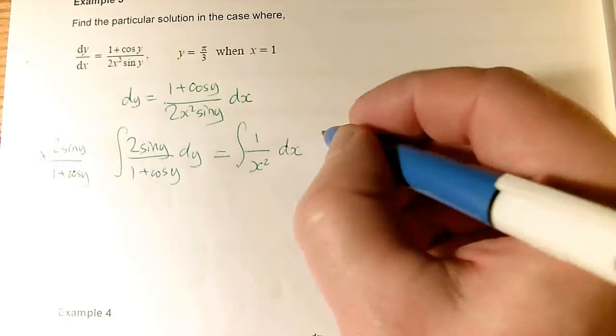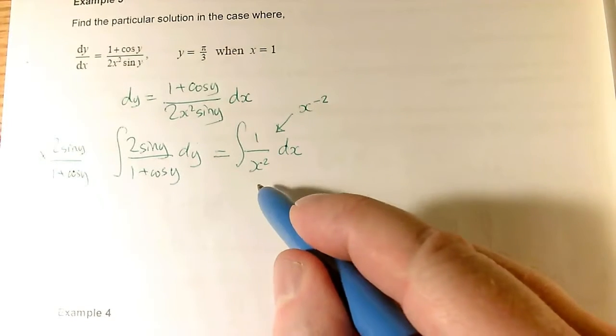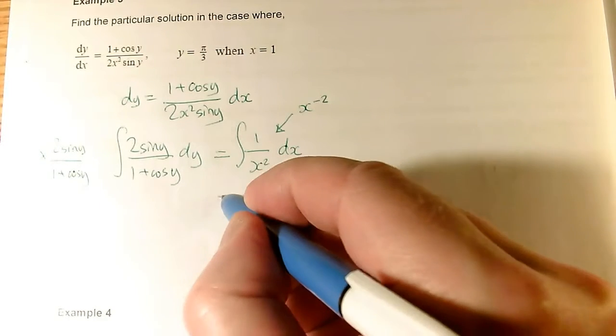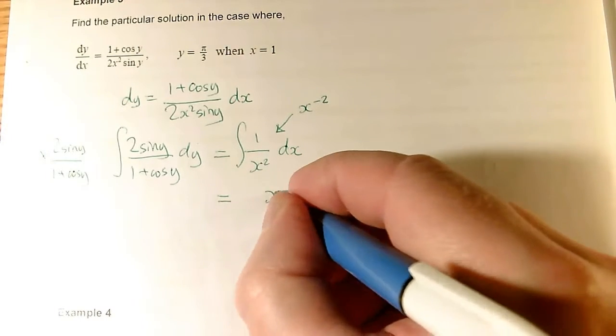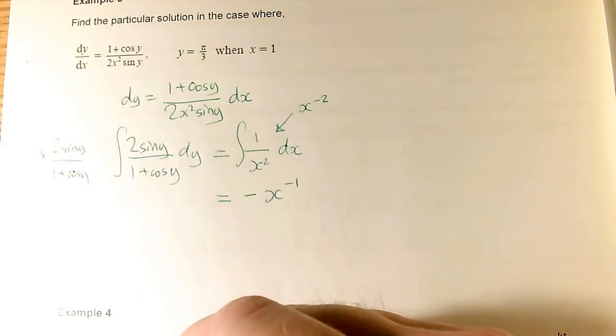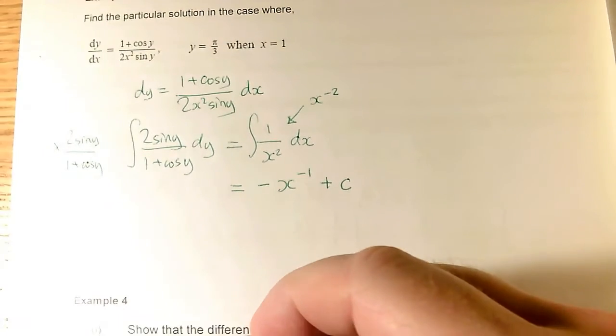Well, 1 over x squared, I have to remember is x to the power of minus 2. So this is not a log. Although it's a fraction, I can do this with negative powers using the power rule. So add 1 to the power, and the new power is x to the power of minus 1. Divide by that new power, and I get minus x to the power minus 1. And on this side, I always get my plus c.